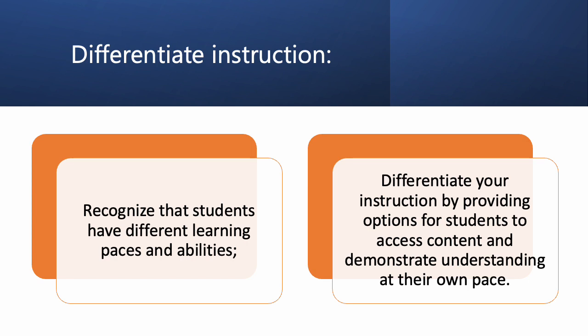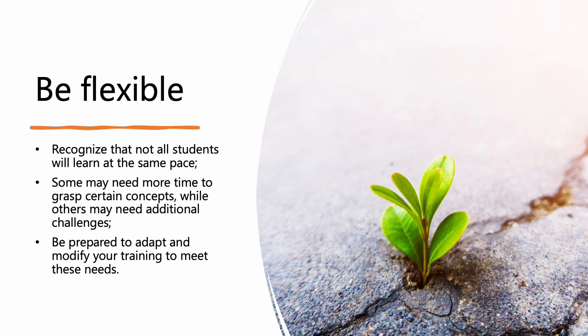Differentiate instruction. Recognize that students have different learning paces and abilities. Differentiate your instruction by providing options for students to access content and demonstrate understanding at their own pace. Be flexible. Recognize that not all students will learn at the same pace. Some may need more time to grasp certain concepts, while others may need additional challenges. Be prepared to adapt and modify your training to meet these needs.